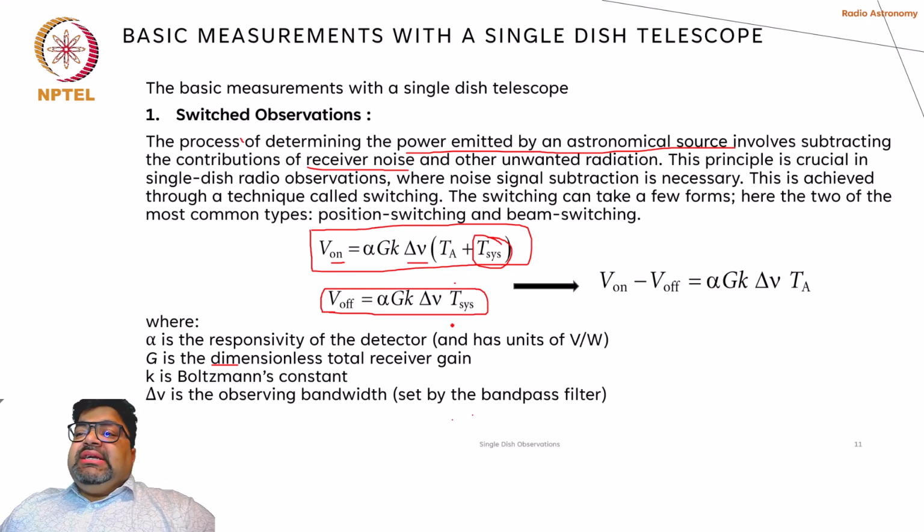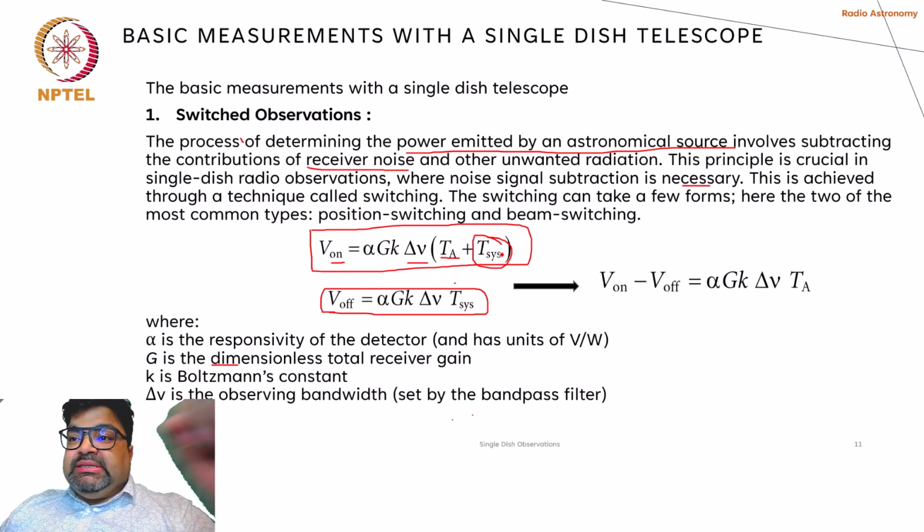So why are these done? Because we have a system temperature which is also not very well calibrated. Now, if we want to really understand the antenna temperature from these measurements, we have to remove the system temperature from the equation. So we need two equations because there are two unknowns, T_A and T_sys.